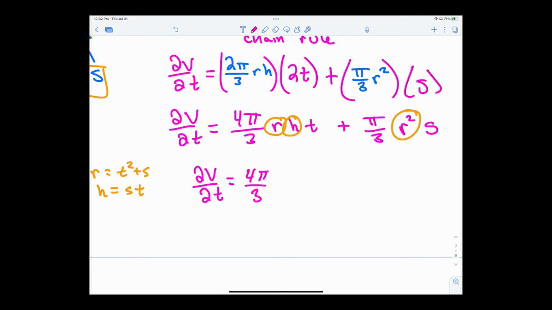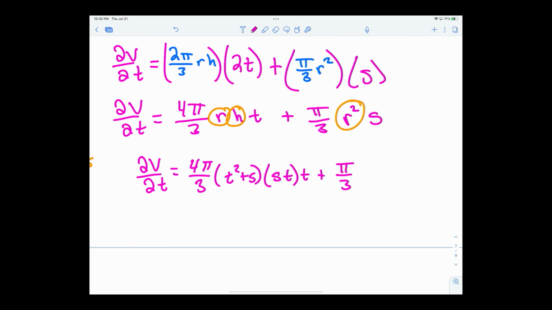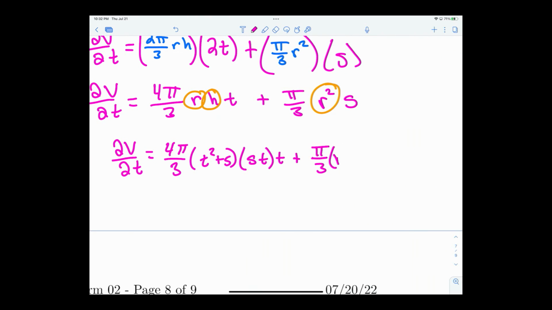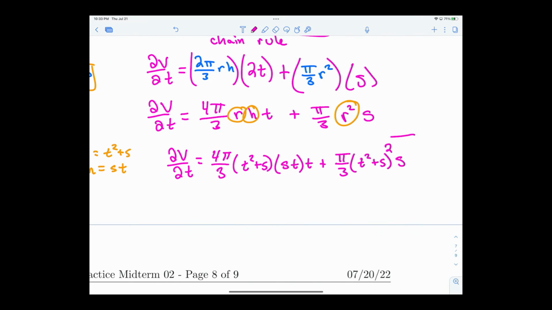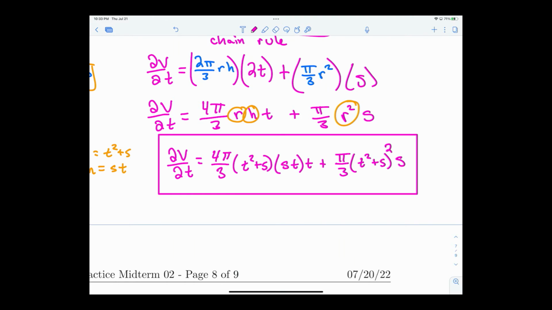So we have 4/3 pi, and then an R, but R is T squared plus S. Then we have H, but H is ST. And then we have T, which is T. And then over here we have pi over 3 R squared. R is T squared plus S, so T squared plus S squared, and then S, which is already an S. So there we go. You could multiply some stuff out here if you want, but I'm just going to leave it like this.